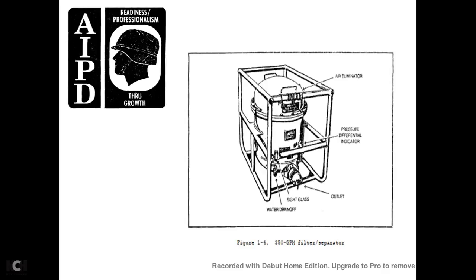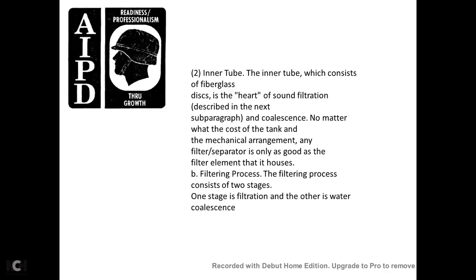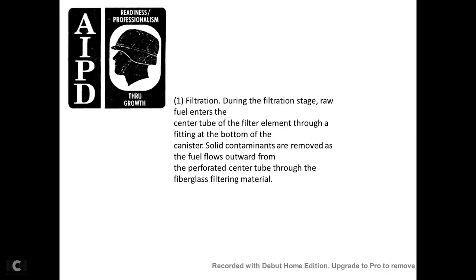Figure 1.5.14 shows the 350-gallon filter separator, the air eliminator, pressure differential indicator, outlet, sight glass, and water drain. The inner tube consists of the fiberglass disc, the heart of the filtration, described in the next subparagraph. No matter the tank or mechanical arrangement, any of the filter separators is used only on the goods as the filter elements in the house. The filtering process consists of two stages. One stage is filtration. The other is water coalescence.